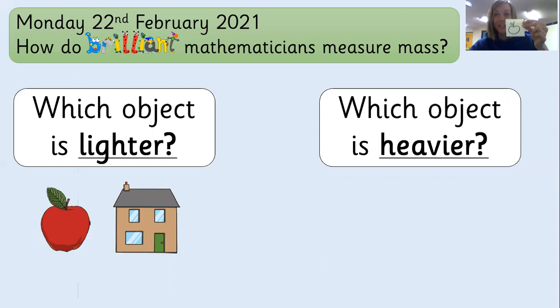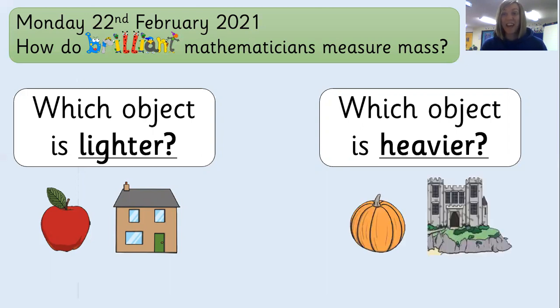Okay, wipe that board clean, because this time we're going to be thinking about the weights of 2 more objects. This time the question's changed. Which object is heavier? So that's the one that would sink to the ground because it is so heavy. Get ready. Do you think a pumpkin is heavier than a castle? Or do you think the castle is heavier than a pumpkin?